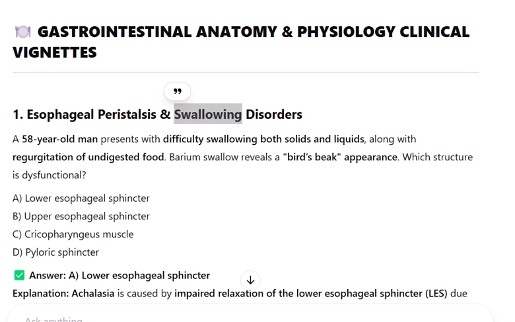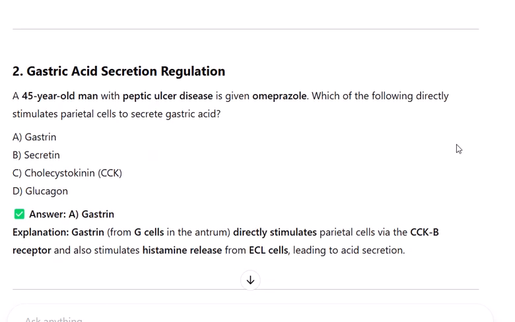2. Gastric acid secretion regulation. A 45-year-old man with peptic ulcer disease is given omeprazole. Which of the following directly stimulates parietal cells to secrete gastric acid? A. Gastrin. B. Secretin. C. Cholecystokinin, CCK. D. Glucagon. Answer A.